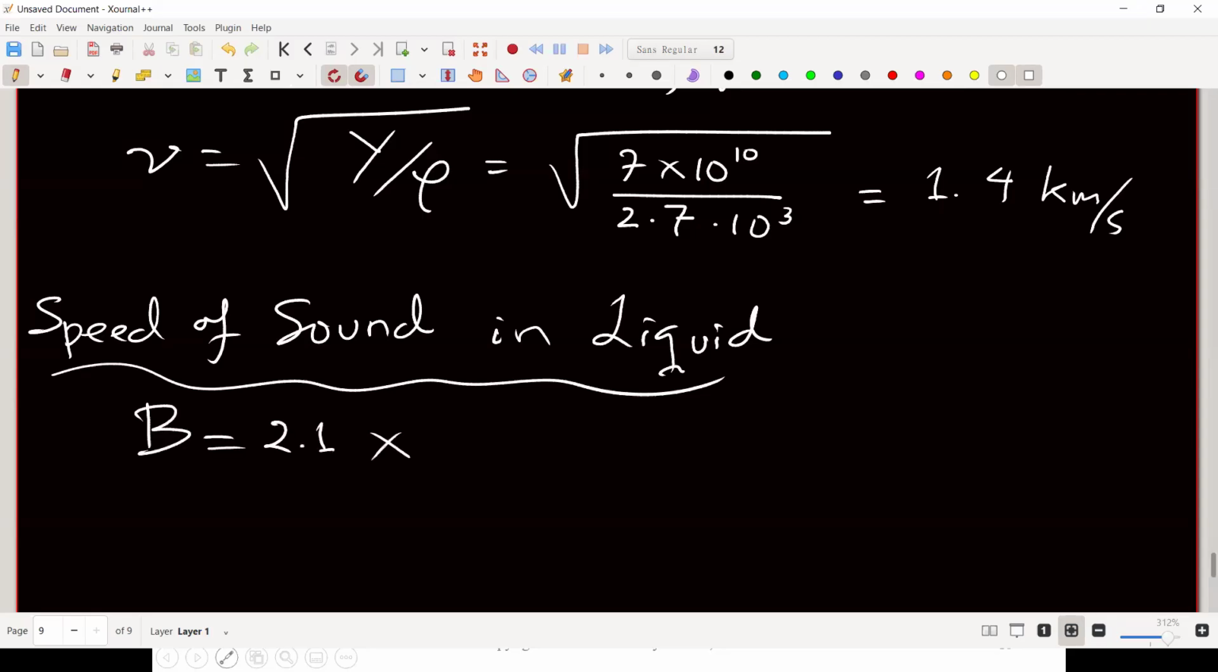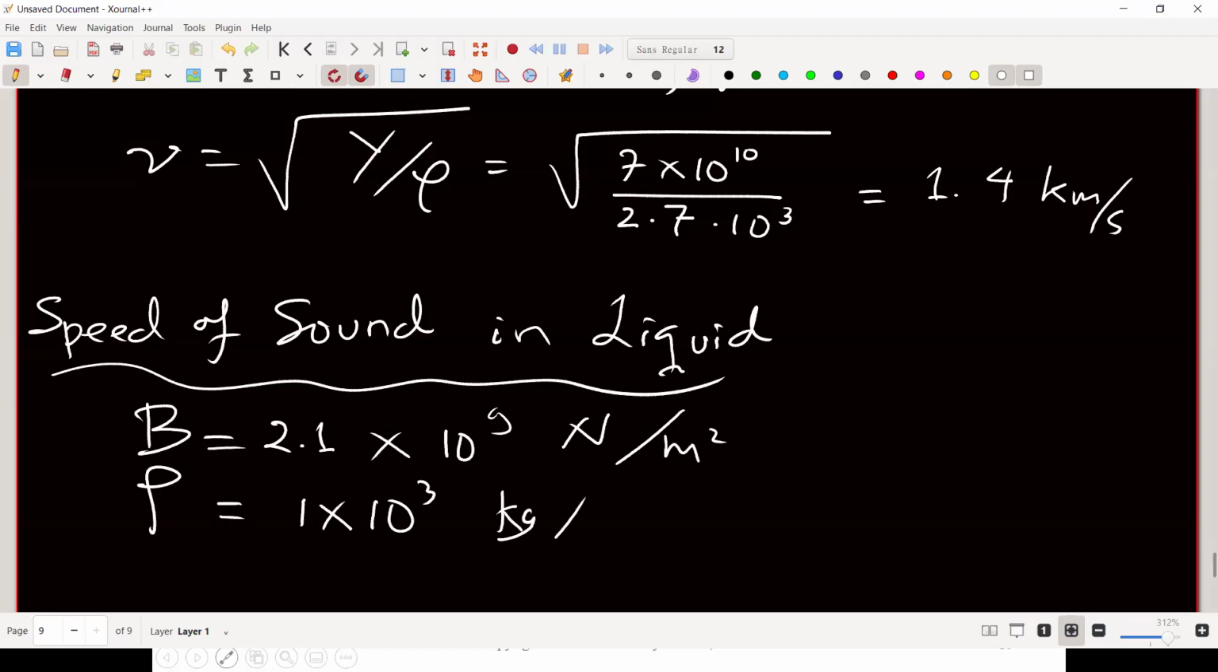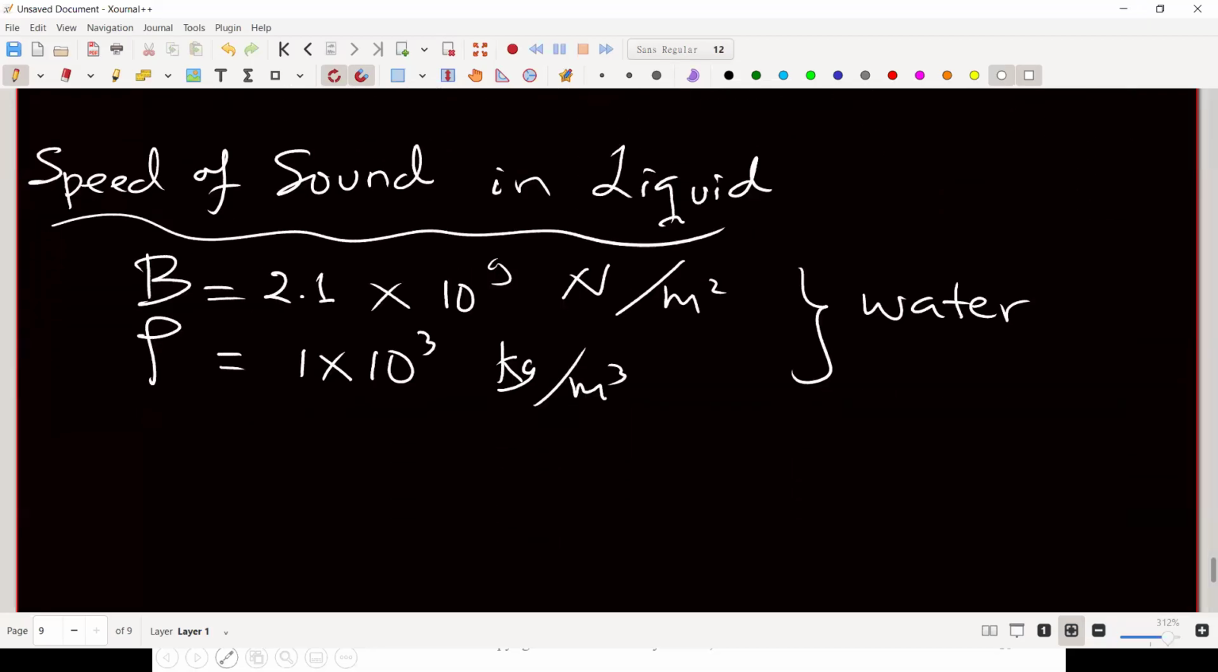2.1 times 10 power 9 Newton per meter square. And then rho of water is 10 power 3 kilograms per meter cubic. So this one is water. Then you can calculate the speed of sound in water, square root of B per rho.